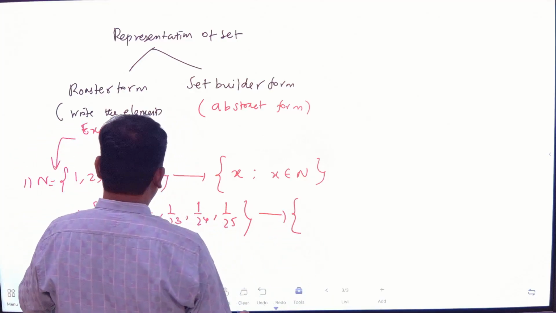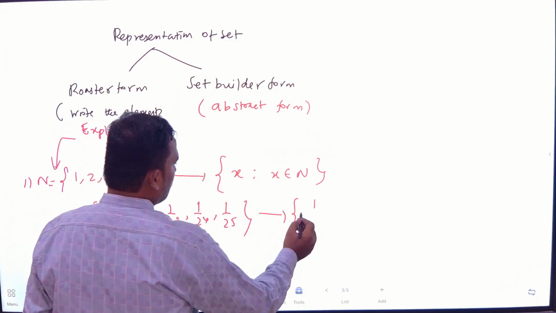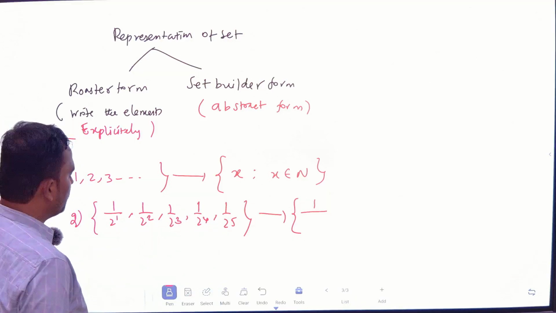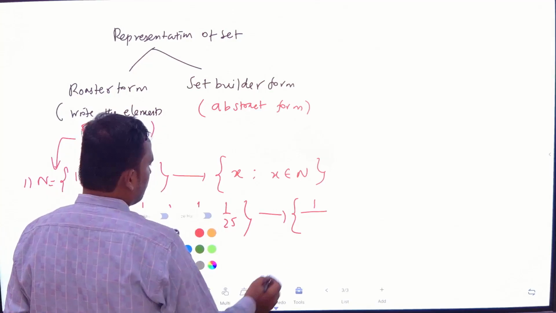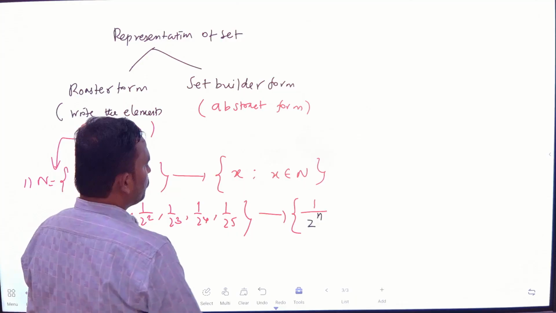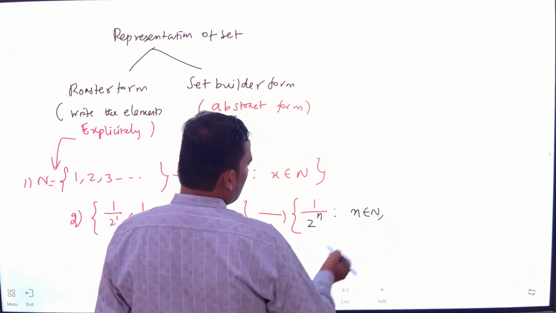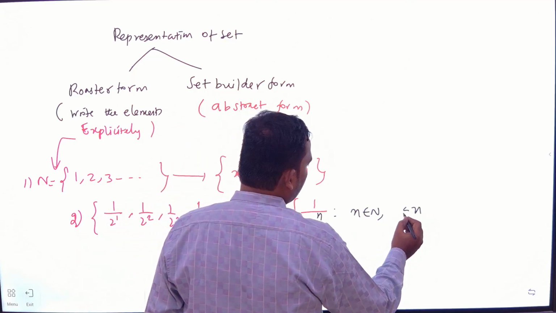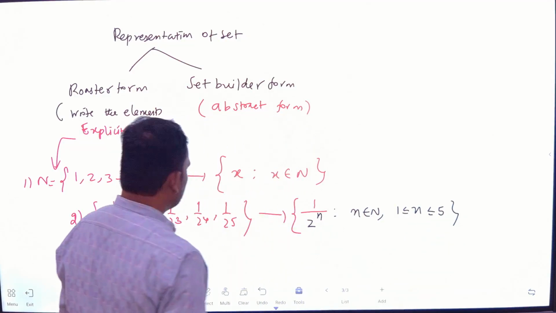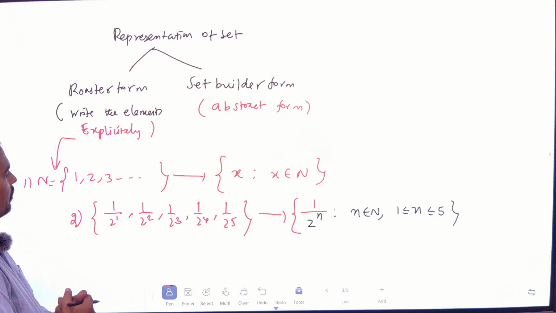You can see, students, the numerator is completely the same. In the denominator the power is varying: 2 power 1, 2 power 2, 2 power 3. Then how to write this quickly? So 2 power n we can write, where n is varying. So n belongs to natural numbers, and n varies from 1 to 5. Only 1 to 5 you have to take. Clear? So you can write it equivalently. Okay, fine.